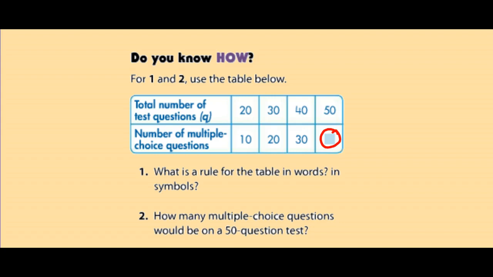Okay, so it looks like it's a decreasing rule. So let's try to subtract first. Okay, so 20 minus something equals 10. Oh, 20 minus 10 equals 10. So let's try that. 30 minus 10, yep, equals 20. 40 minus 10, 30. Okay, so our rule here is, I'm going to use the variable q. Q minus 10 is going to find us our bottom row. That's our pattern and our rule. So then now we need to answer question 2. How many multiple choice questions would be on a 50 question test? Well, if we follow the same rule, 50 minus 10 is 40.